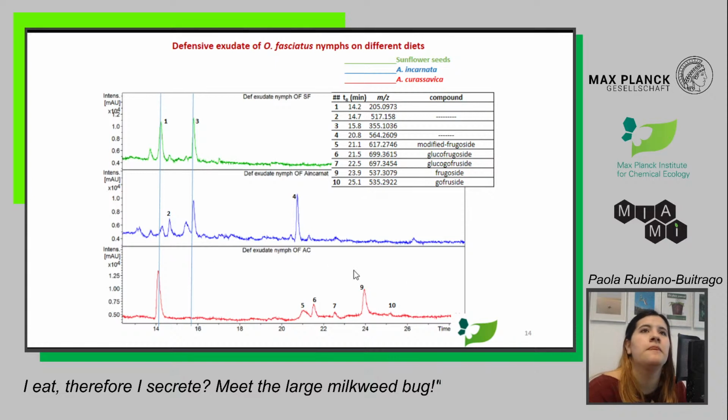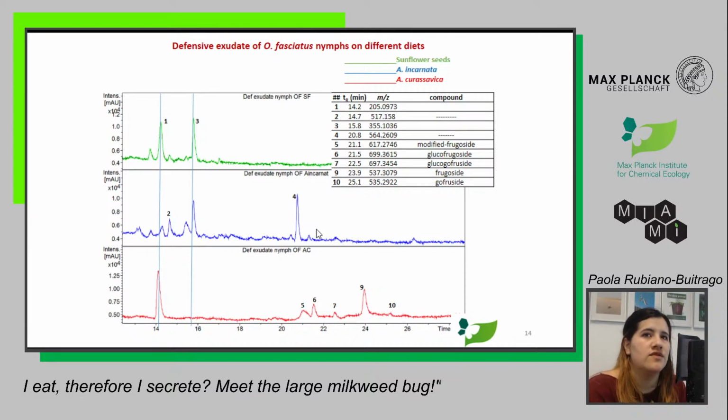Asclepias curassavica. What I can find is that they managed to get these two molecules out of the sunflower seed for the defense. I'm still working on what these molecules mean. The only thing that I can say is that I did not find an amount of cardenolides in the nymphs of incarnata that could be detected by the equipment. There's just not much presence there.